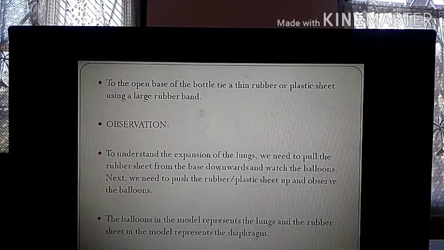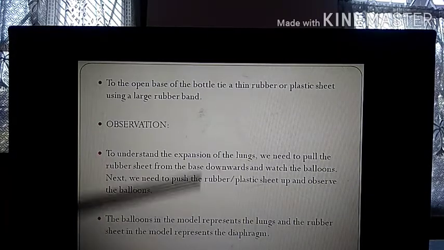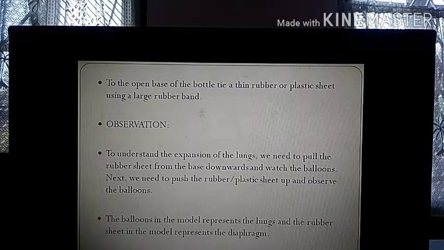Okay, but when you push the sheet up, what is going to happen? The space in the bottle will decrease, and air will automatically go out of the balloon, and the balloons will get deflated. The balloons in the model represent the lungs. Yes or no? The balloons represent the 2 lungs that we have, and the rubber sheet represents the diaphragm. Remember, floor of the chest cavity.